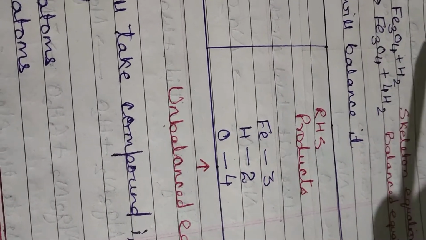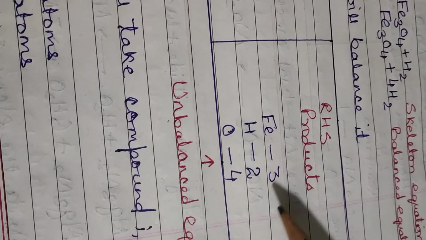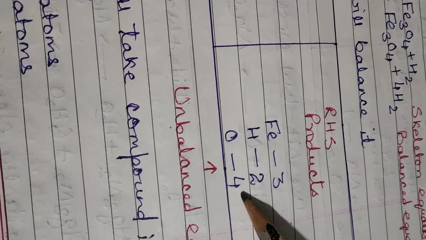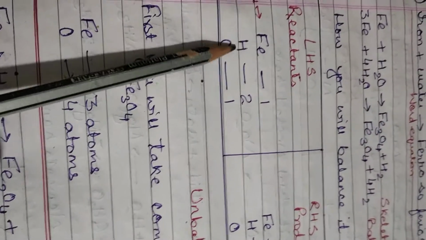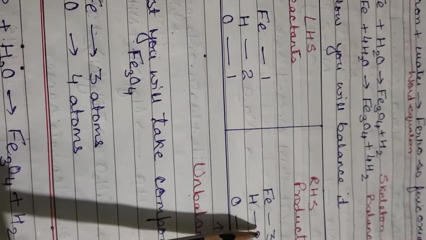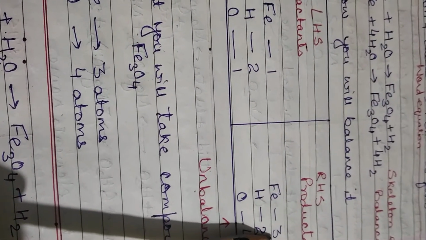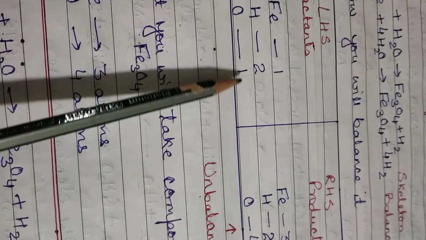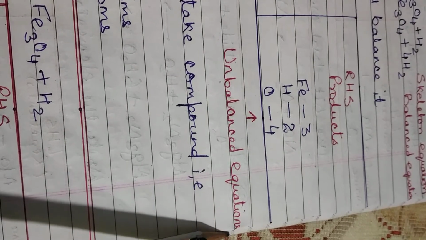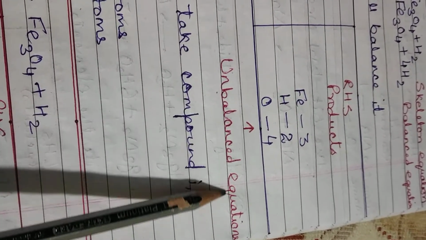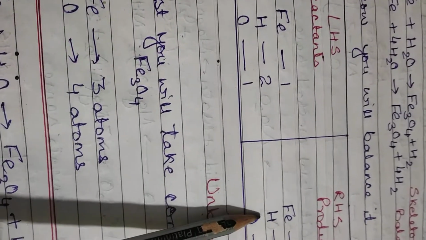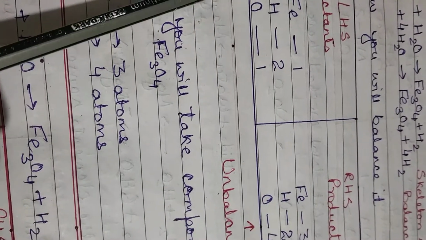Now again you will see on the right hand side Fe has 3 atoms, hydrogen has 2 atoms, and oxygen has 4 atoms. Students, on the left hand side iron has 1, on the right hand side iron has 3; hydrogen is 2 here and 2 here; oxygen is 1 here and 4 here. This one is called an unbalanced equation. Unbalanced equations are those in which the number of atoms is not equal on both sides.